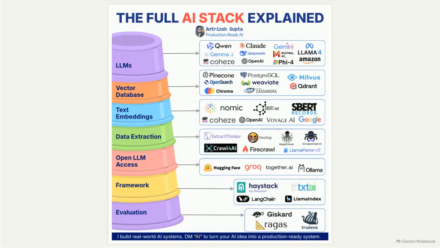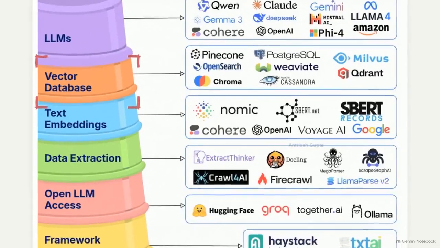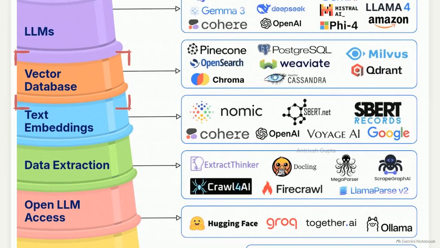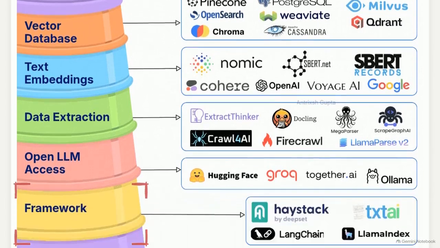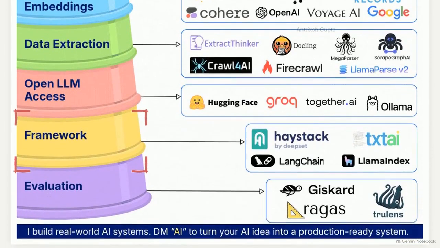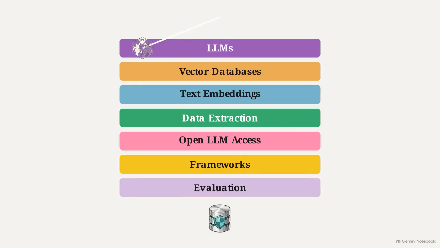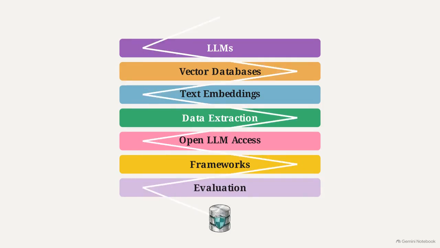This graphic displays the full multi-layered AI stack. At the top, large language models act as cognitive processors, and vector databases provide semantic memory. Moving down, extraction and embeddings translate raw information into vectors. Finally, frameworks orchestrate data flow, and evaluation tools ensure reliable outputs. Directly pinging an API is simple. The architect's challenge is routing data reliably across all 7 of these complex layers.